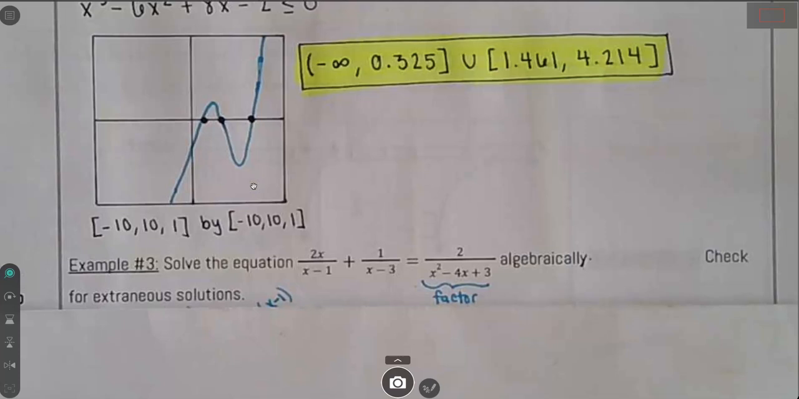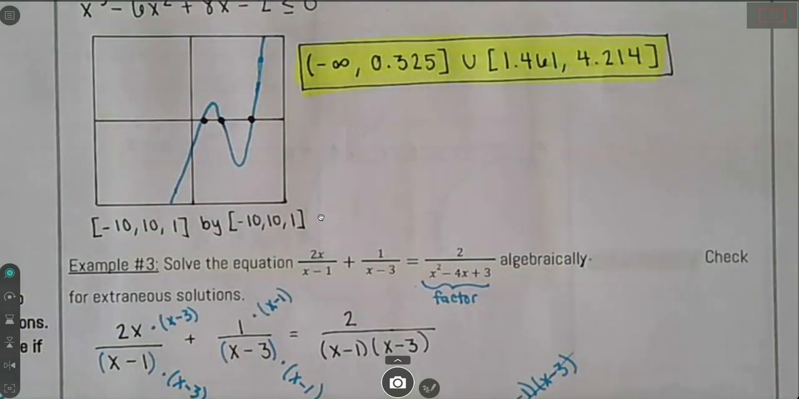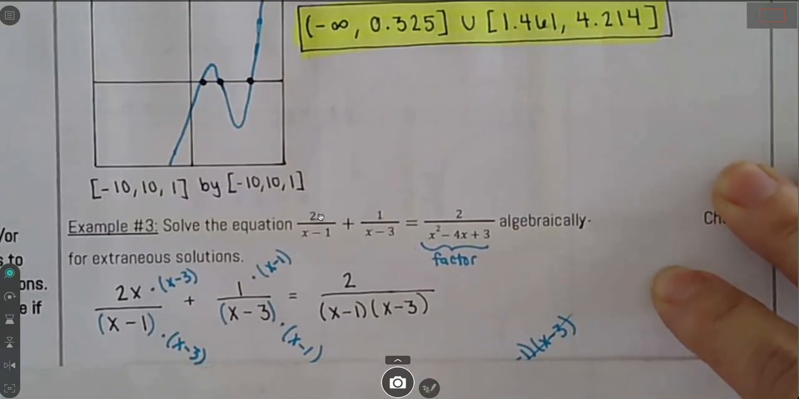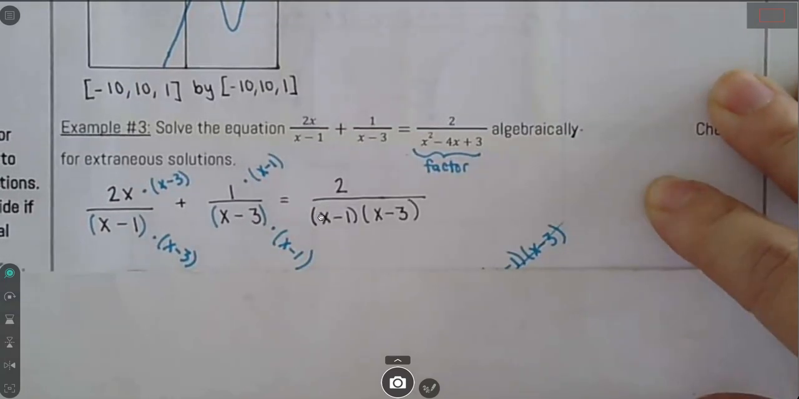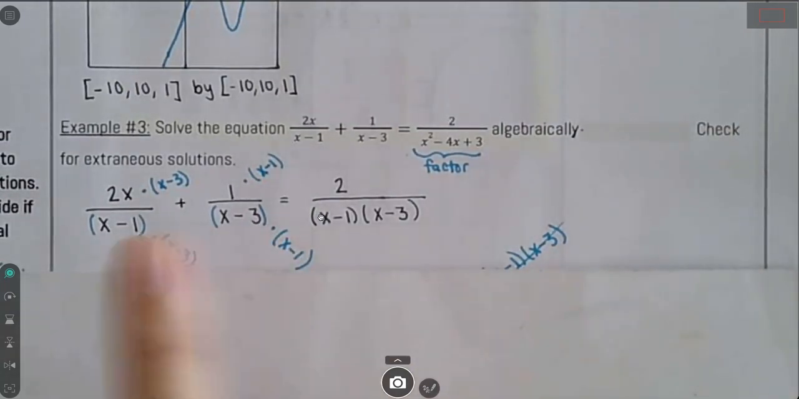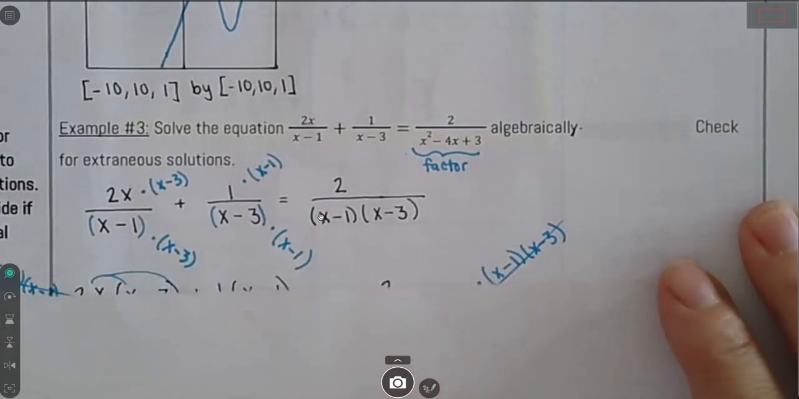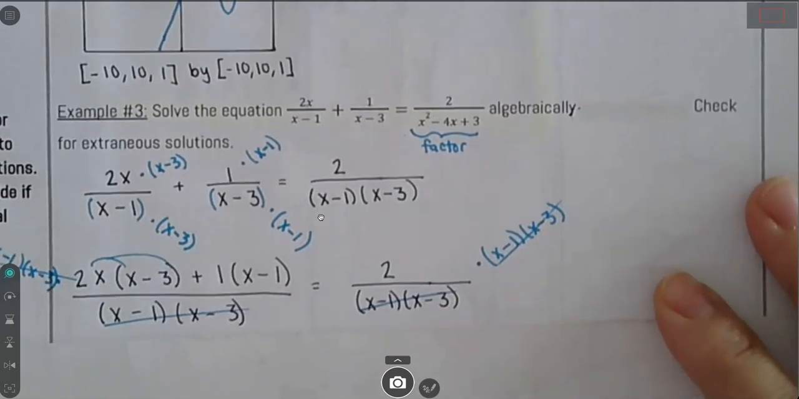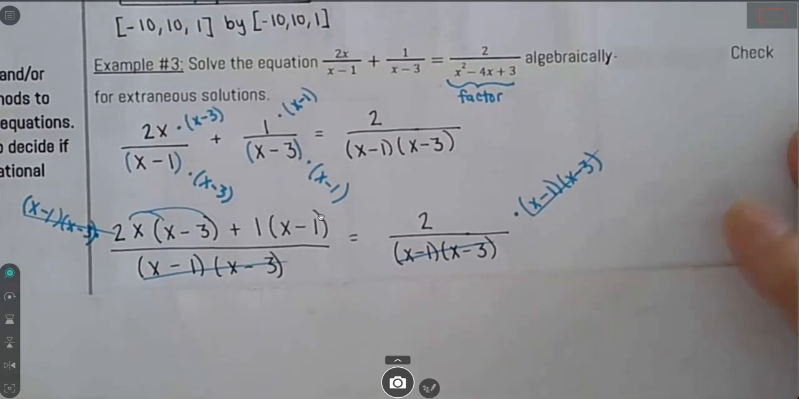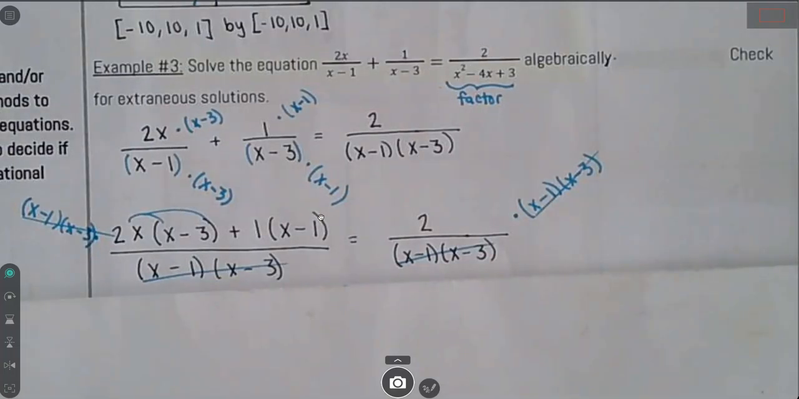If I gave you the first step, do you guys feel like you could take it from there? Okay. So the first step would be to factor this denominator. Once you factor that denominator, then you're going to try to get a common denominator on each side so you can cancel it out. Do you guys feel like you could take it from there? Yeah? Okay.